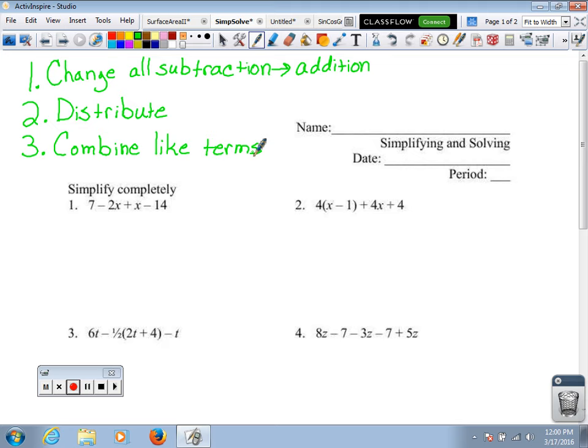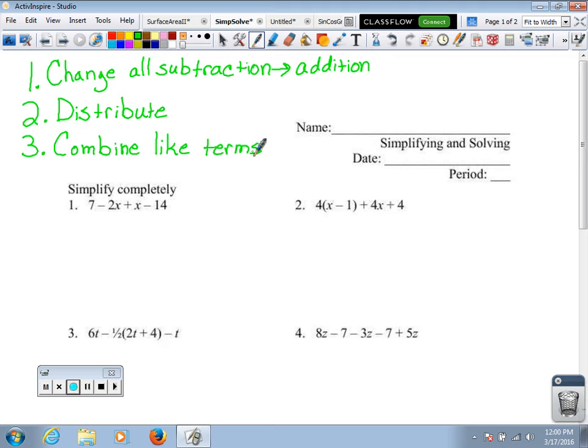So first off, change all that subtraction to addition. The reason we do that is to expose the negatives. Then we distribute so that we can eliminate parentheses. And then we combine like terms, because when we're simplifying, that's what we want. We want to have as few terms as possible.